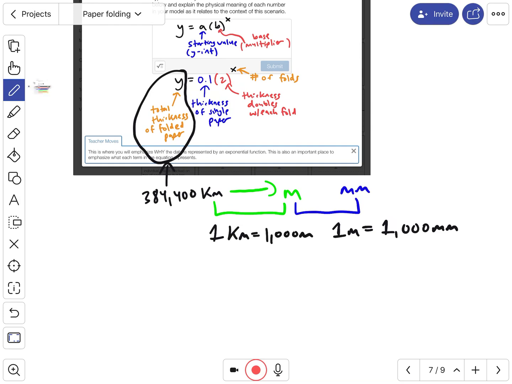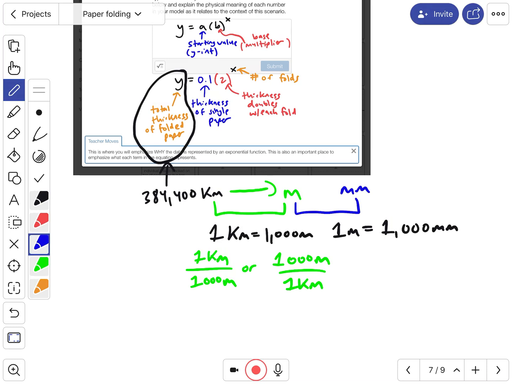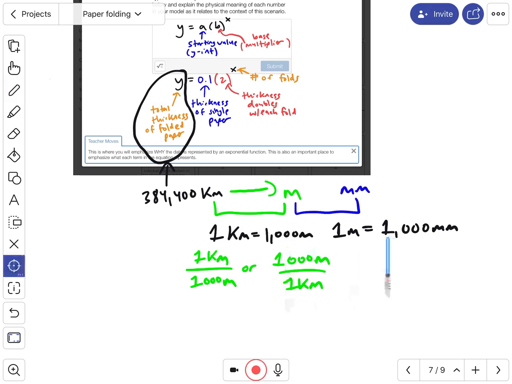Now with each of these facts, there are two fractions that you can use. You can either put 1 kilometer over 1,000 meters, or you can use 1,000 meters over 1 kilometer. The same thing goes for the other fact, but let's get to that after, because we have to go from kilometers to meters first, so we're going to do this first.